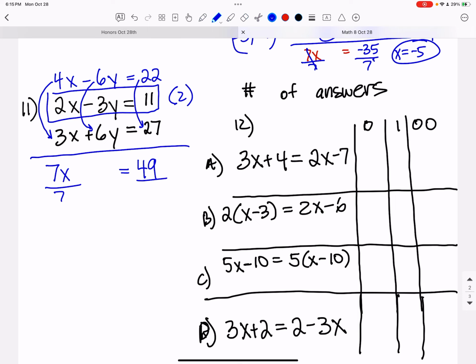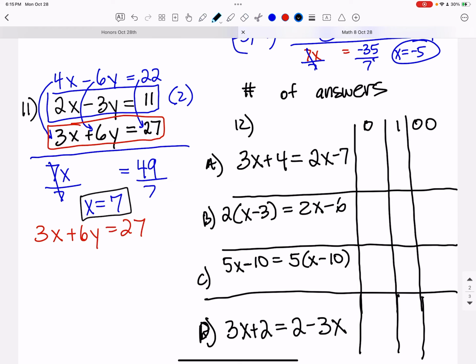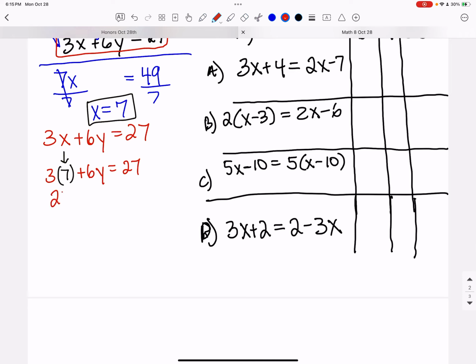So because the y's did a nice thing for us and went away, we can divide by 7 and x is 7. All right, if x is 7, the easiest equation to me up there, the one that has the least amount of negatives in there, is this one. So I'm going to say 3x plus 6y equals 27. But now I know x is 7. So I'm going to take x and replace it with 7 because I know what it is. So not 3 times x, but 3 times 7 plus 6y equals 27. 3 times 7 is 21 plus 6y equals 27.